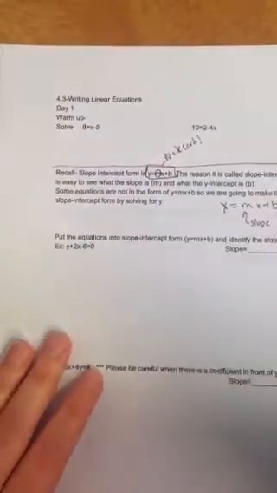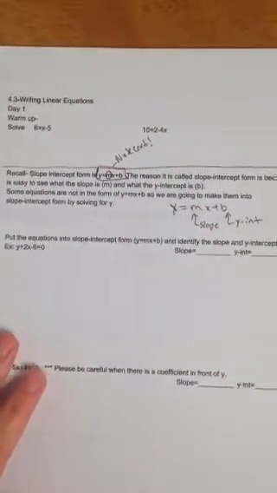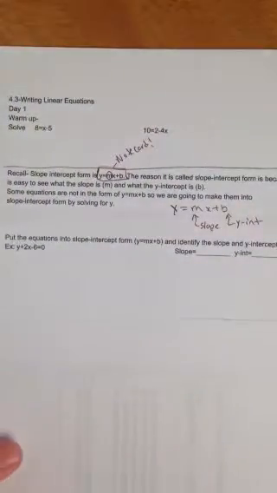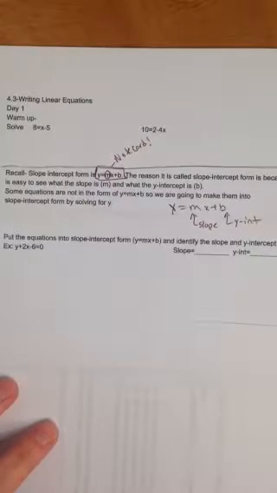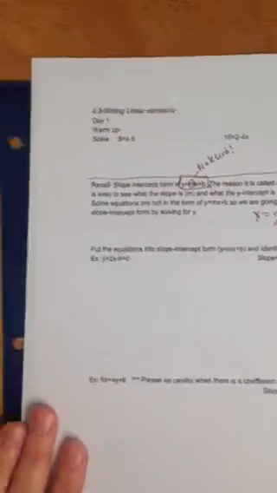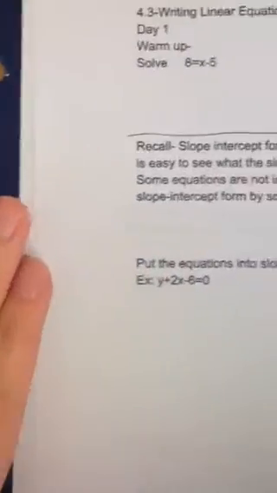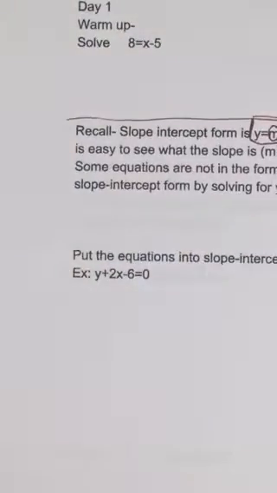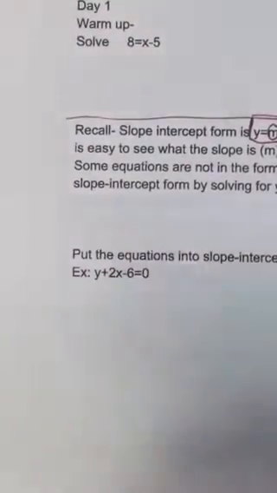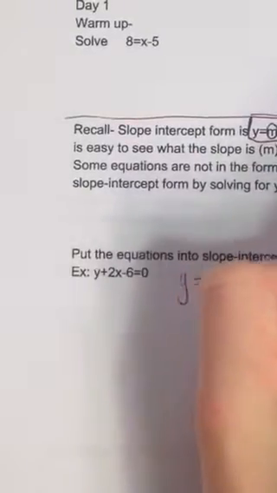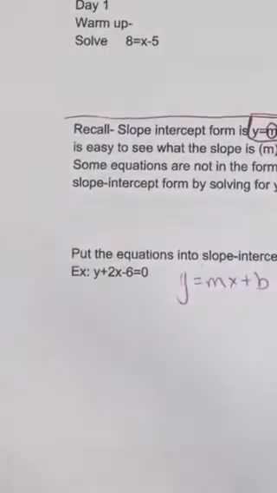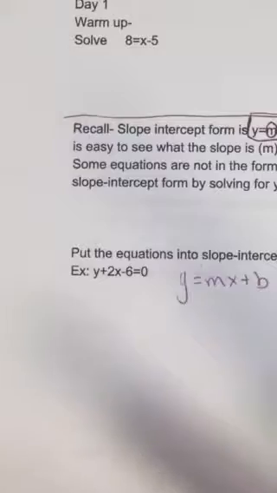So, the first question is, I know it's really small, but typing the notes is easier right now. So put the equations into slope-intercept form, y equals mx plus b, and identify the slope and the y-intercept. So if I zoom in here, this is the equation I'm looking at. Now notice it is not in y equals mx plus b form. So I have to make it y equals mx plus b form.